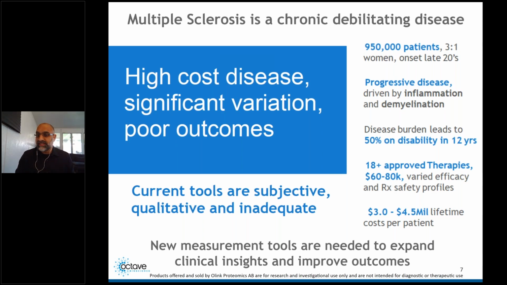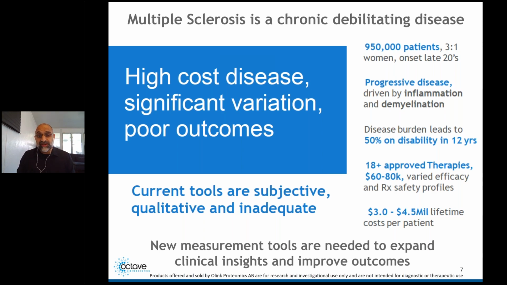The disease burden leads to 50% of patients being on disability within 12 years. There's a very diverse therapeutic landscape with over 18 approved therapies with annual costs of $60,000 to $80,000. They have varied efficacy and safety profiles, and there's generally an inverse relationship, where drugs that are more efficacious have higher risk factors. There are 3 to 4.5 million dollars in lifetime costs per patient to manage the disease. So in summary, it's a high cost disease.